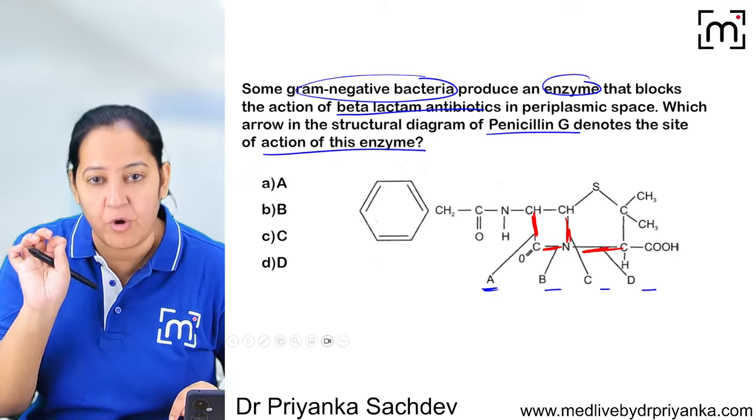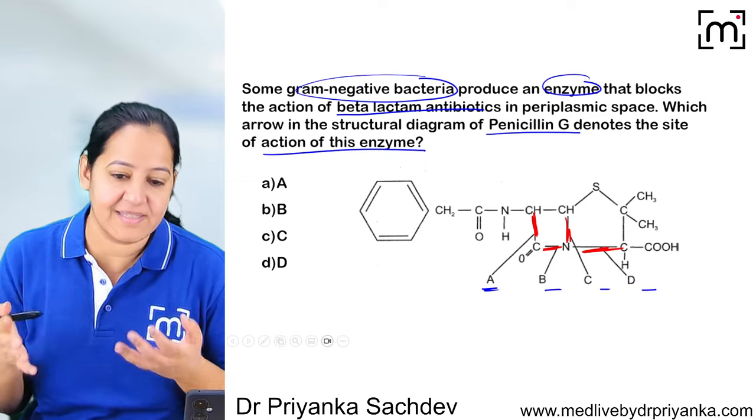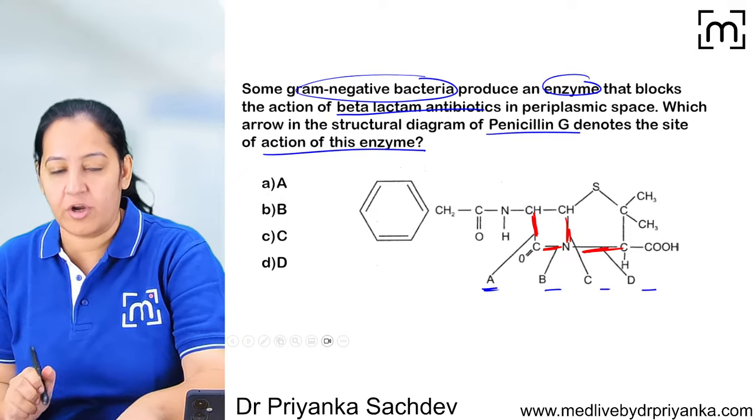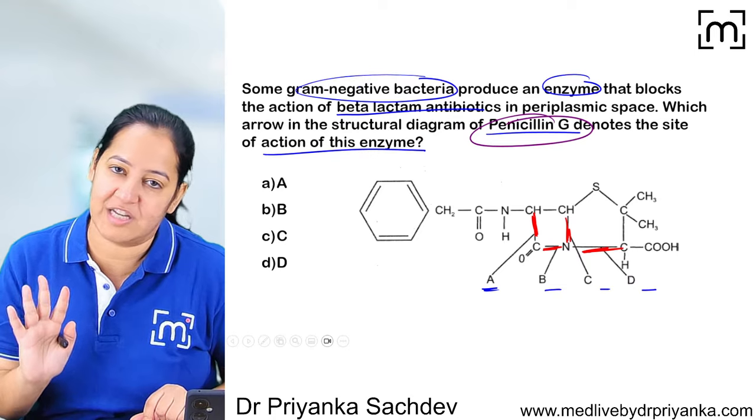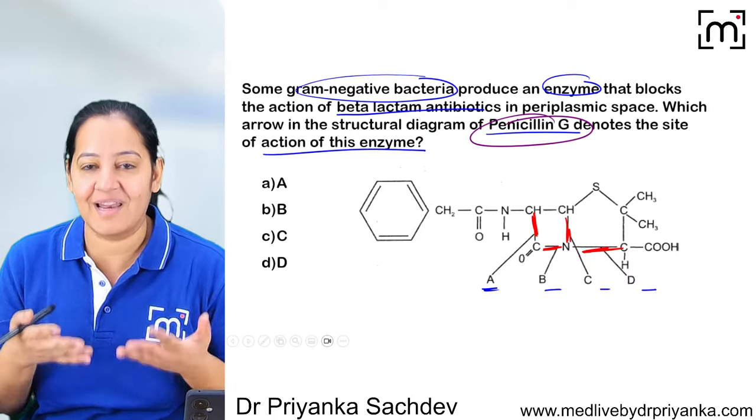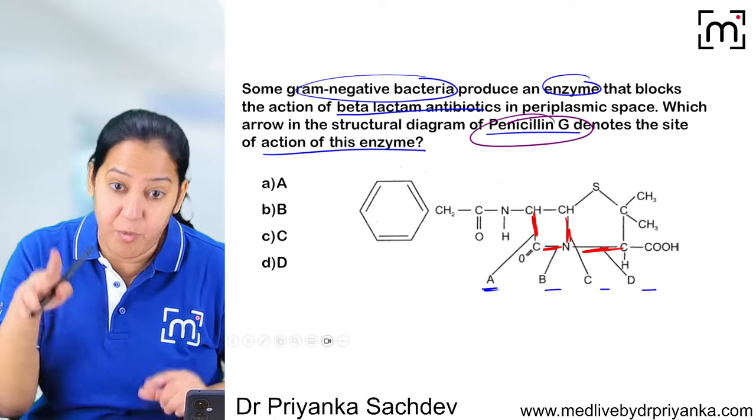Can you tell me which bond? So first thing, they are talking about the penicillinase enzyme or beta-lactamase enzyme, because they are talking about penicillin G. We know in penicillin G, the enzyme which is present in the bacteria is beta-lactamase. So they are basically asking which bond in the structure the beta-lactamase or penicillinase enzyme is breaking.